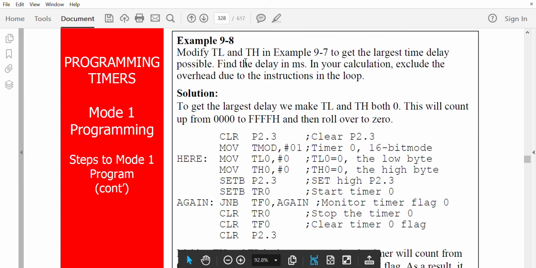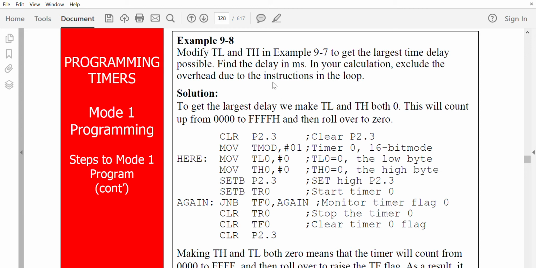Modify TL and TH in the previous example to get the largest time delay possible. Find the delay in millisecond. If in your calculation you exclude the overhead due to instructions in the loop, what does that mean? Do not take the machine cycles. So in this particular case, the largest time delay possible is computed.